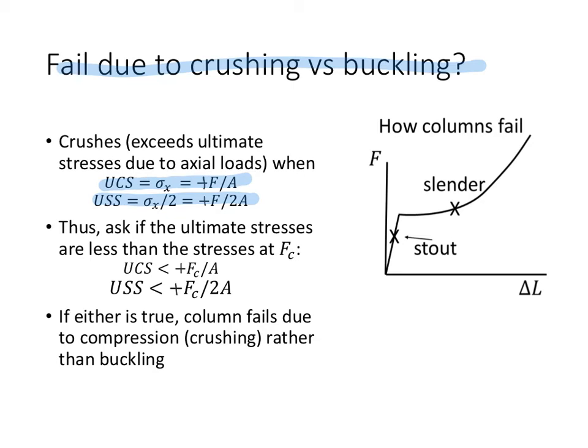So to ask whether this happens before it can buckle is simply to ask whether these occur at lower force than the stresses present at the Euler buckling force. And if either stress at the buckling force is greater than these ultimate stresses, it will fail while it's still straight and will never have a chance to buckle. That is, it'll fail in here and not in here.